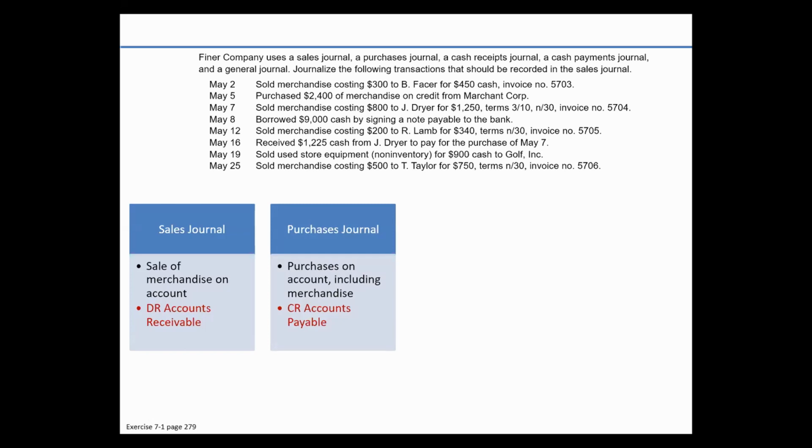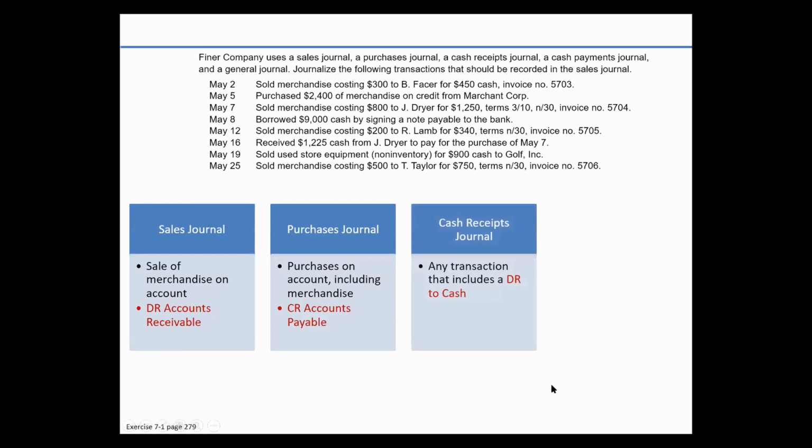So you would credit accounts payable, debit whatever it was that you received. So if you received supplies or you received merchandise inventory, etc., you would debit that because that's an asset, and then you would credit the accounts payable because, again, purchases on account. Now, the cash receipts journal then is used for any transactions that would have a debit to cash, meaning that you're receiving cash. So it could be cash receipts from your accounts receivable. It could be cash from any kind of interest income, anything like that would be recorded in the cash receipts journal.